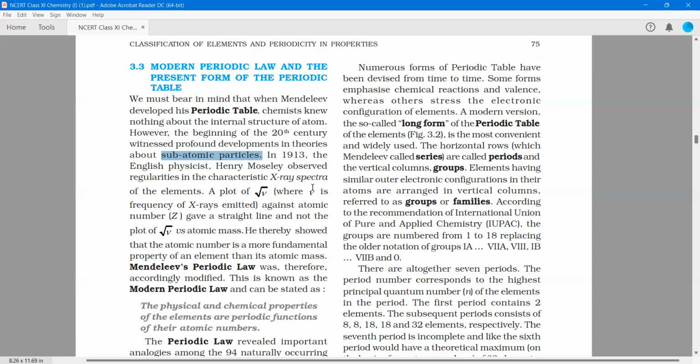So there was a guy known as Moseley. So in 1913, the English physicist Henry Moseley observed irregularities in the characteristic X-ray spectra of the elements. A plot of root over mu against atomic number gave a straight line, and not the plot of root over mu versus atomic mass. So this suggested that atomic number is a more fundamental property of an element than atomic mass. And we all know that Mendeleev's periodic table was according to atomic mass, okay?